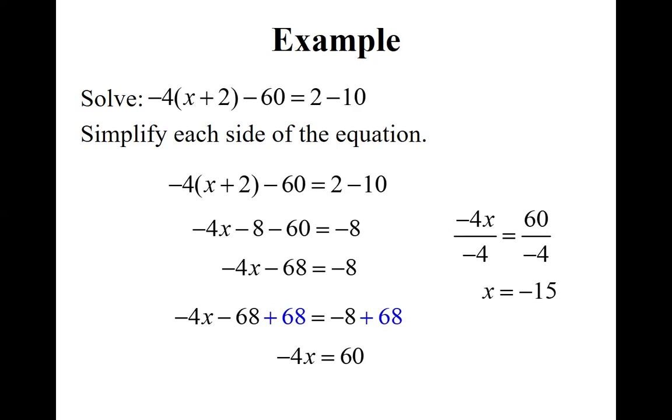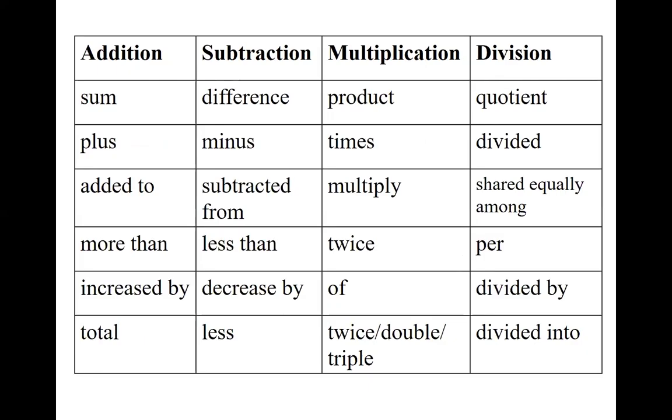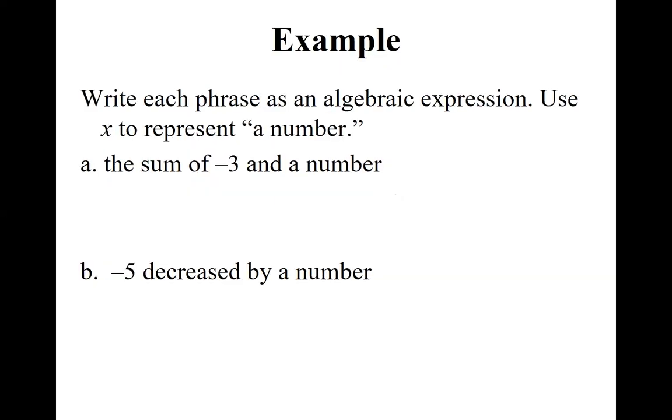Before we finish off this topic, a quick review of our word problem words, our addition indicators, our subtraction indicators, our multiplication indicators, and our division indicators. This is not the first time we're coming across these, which must mean we're about to write phrases as algebraic expressions. We're going to use x to represent a number. So the sum of negative 3 and a number would be adding negative 3 and a number, adding negative 3 and x, negative 3 plus x.